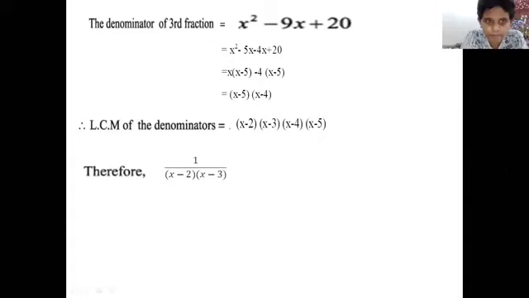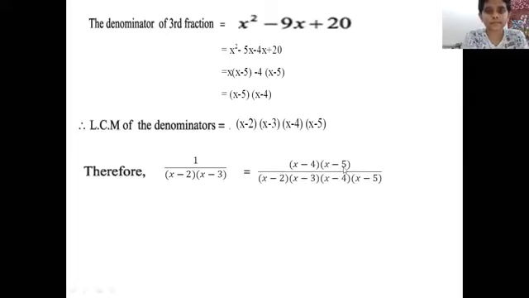Our first fraction is 1 by (x minus 2)(x minus 3). Now divide this LCM by this denominator. Here (x minus 2) and (x minus 3) are omitted. So our quotient is (x minus 4) and (x minus 5). Now multiply both numerator and denominator by this quotient, we get (x minus 4) into (x minus 5) by (x minus 2) into (x minus 3) into (x minus 4) into (x minus 5).